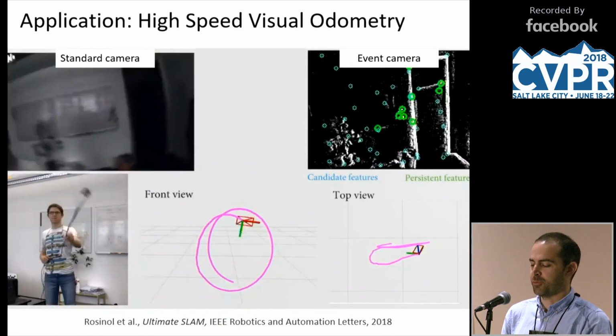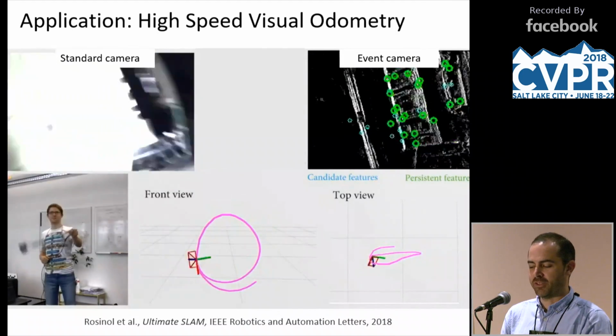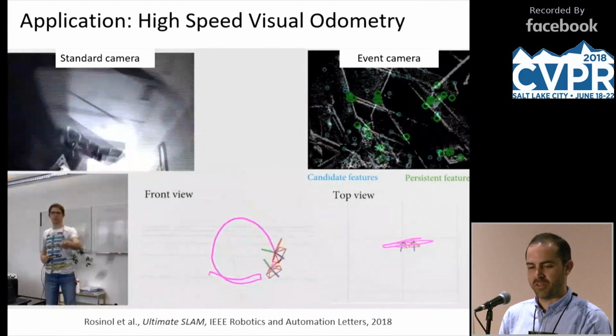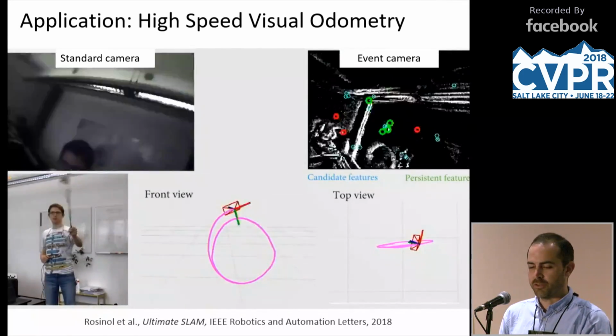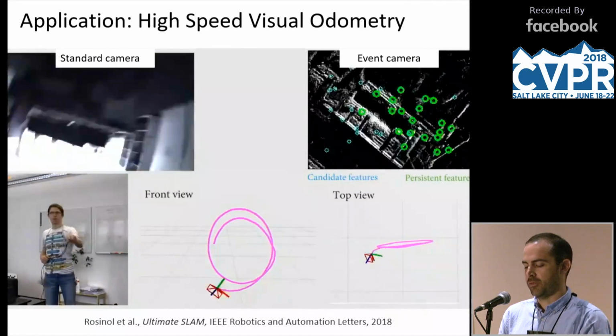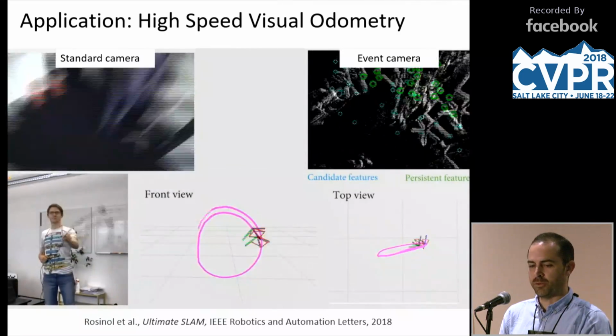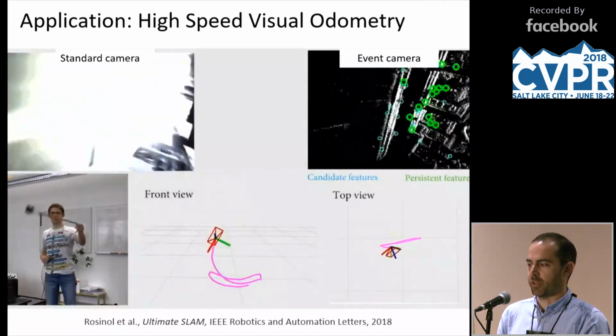Our framework can also be applied to enable high-speed visual odometry. In this example, the camera is attached to a string, spinning like a cowboy, which is one of the hardest scenarios for visual SLAM. We can track event features and use them to recover the 6 degree of freedom pose of the camera, which would not be possible using a standard camera due to motion blur and low dynamic range.